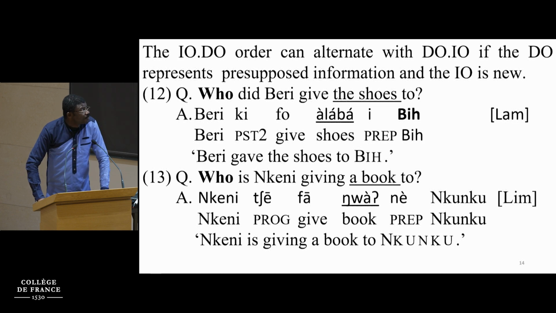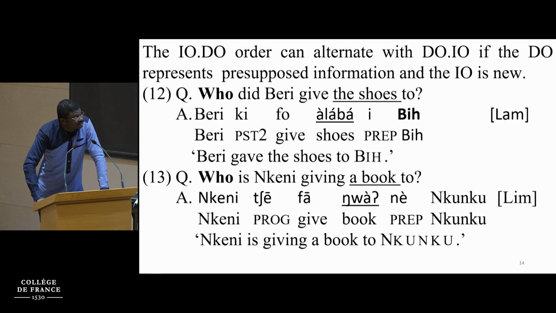So in 12, who did Berry give the shoes to? I have underlined shoes because it is the direct object and it is mentioned. The only way you can answer this question is by placing the shoes before the indirect object, which is B. And the same thing goes for 13. You have book, which is mentioned in the question, and then in the answer, that old information should precede the new information.